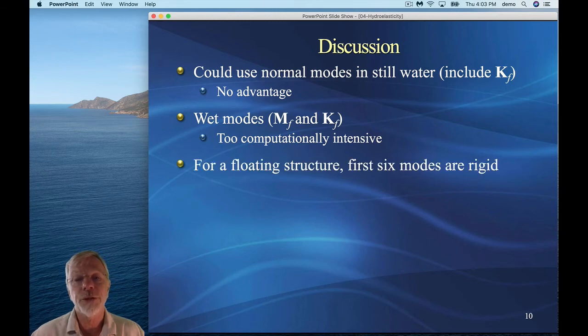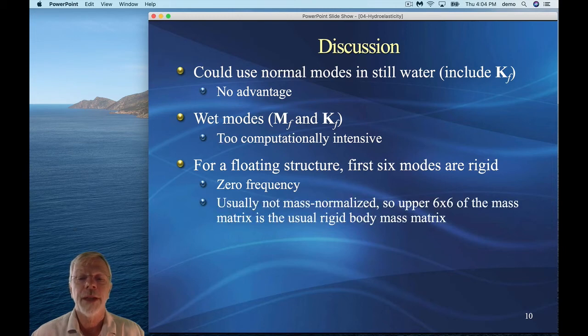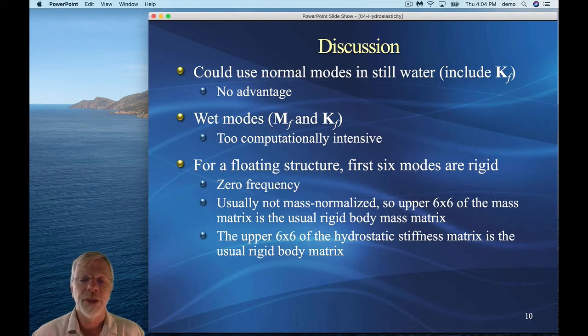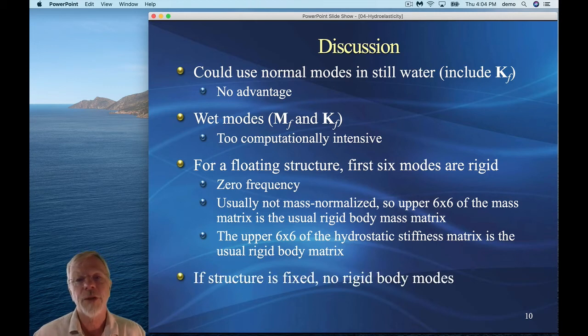For a floating structure, the first 6 modes are rigid, right? The traditional rigid surge, sway, heave, roll, pitch, yaw modes. And because they're rigid, the in-air frequency is 0. And usually I don't mass normalize these modes. When we do that, the upper 6 by 6 of the mass matrix is the usual rigid body mass matrix. And similarly, the upper 6 by 6 of the hydrostatic stiffness matrix is the usual rigid body hydrostatic stiffness matrix. If the structure is fixed, there are no rigid body modes, but nothing else changes.